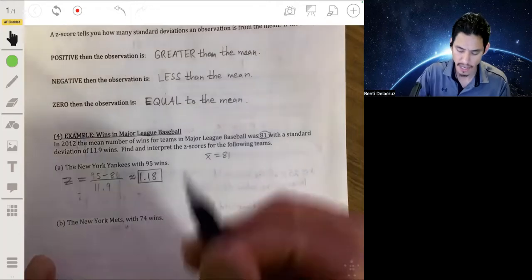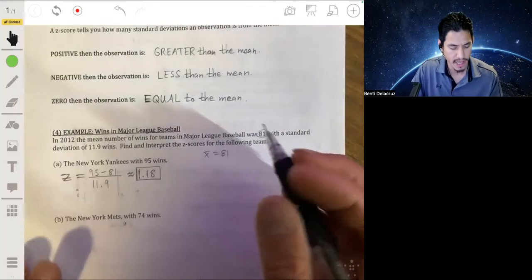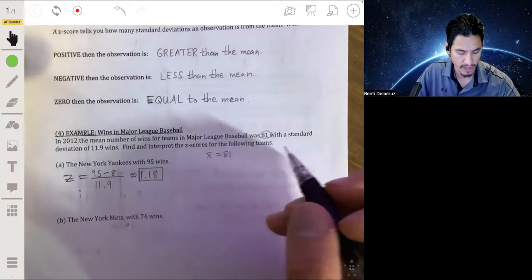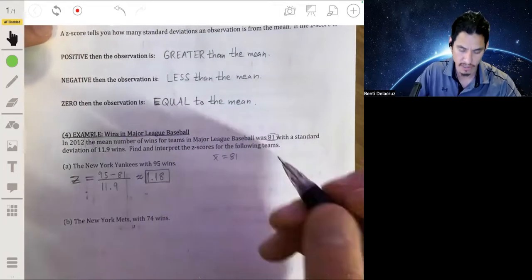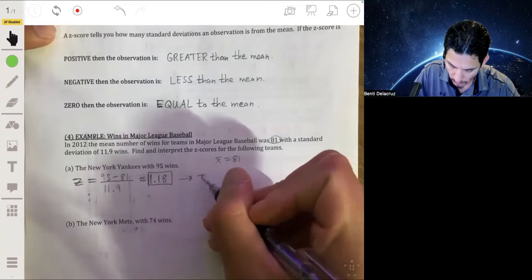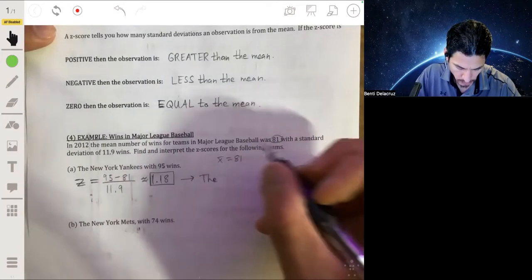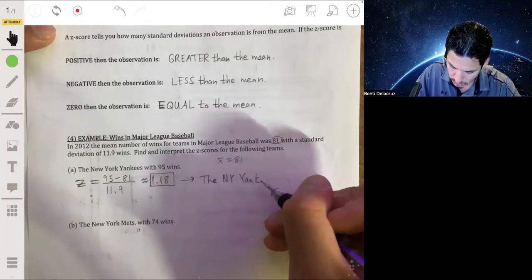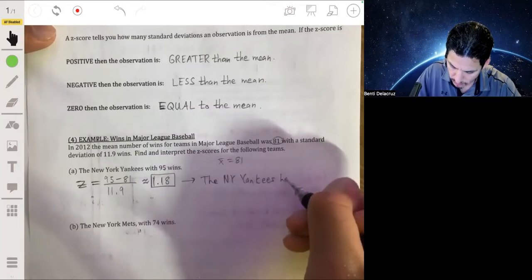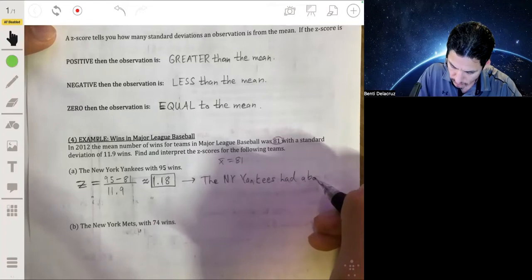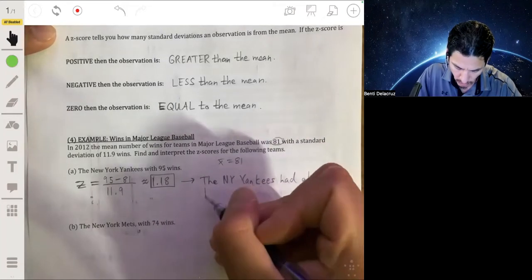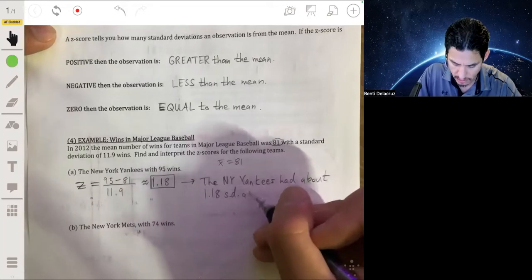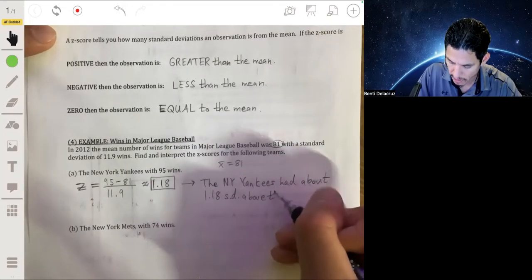So we say that the New York Yankees had about 1.18 standard deviations above the mean number of wins.